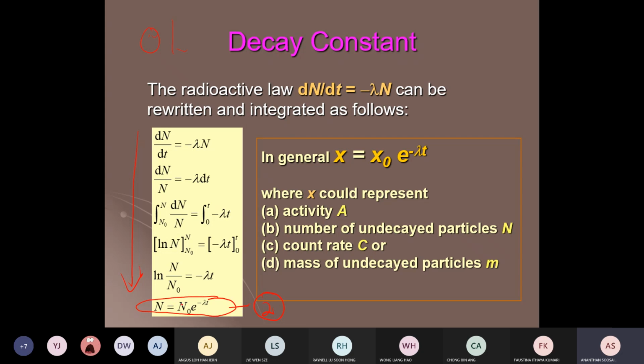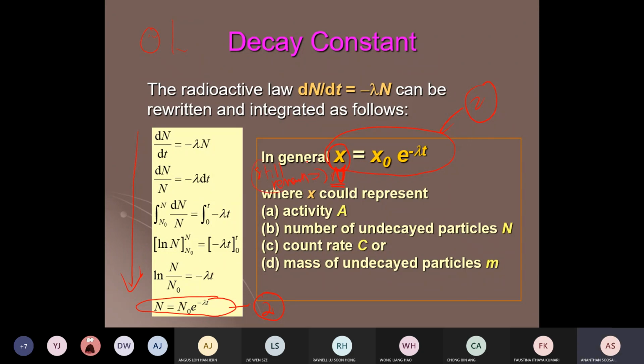The final formula, the general formula, is x equals x naught e to the negative lambda t. This is the second formula. Let's understand this formula in depth. According to the derivation, x actually represents n. Important: the n here is the number of particles still remaining.